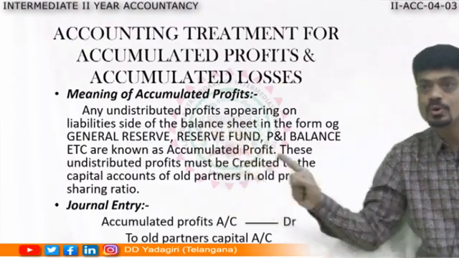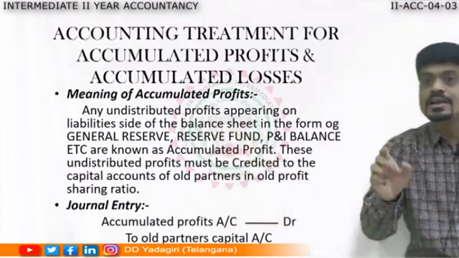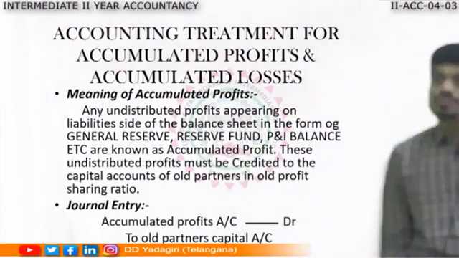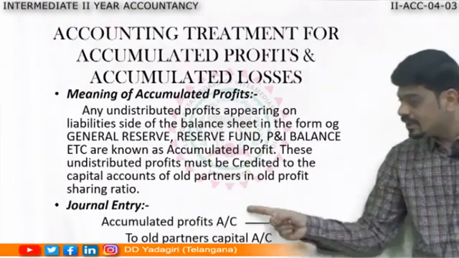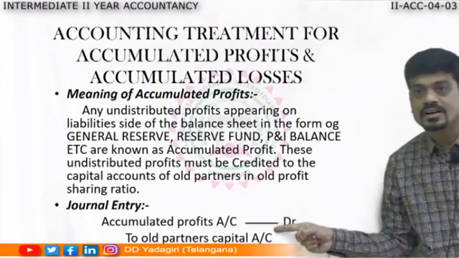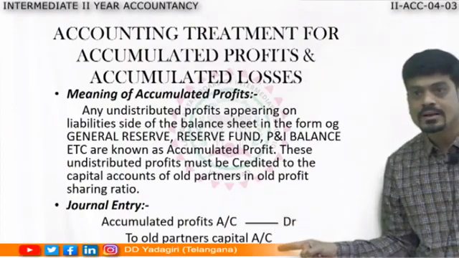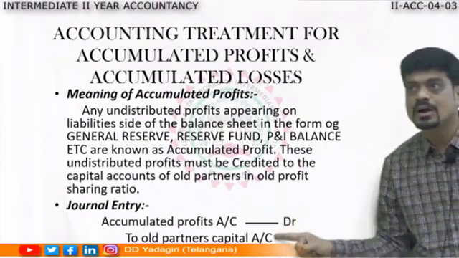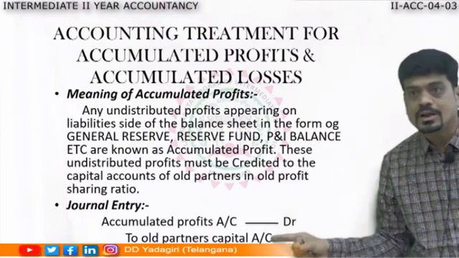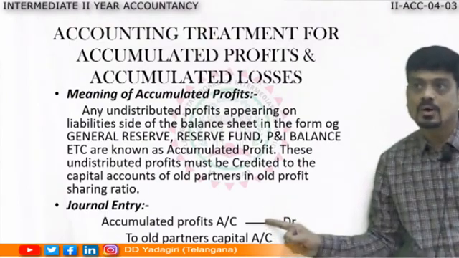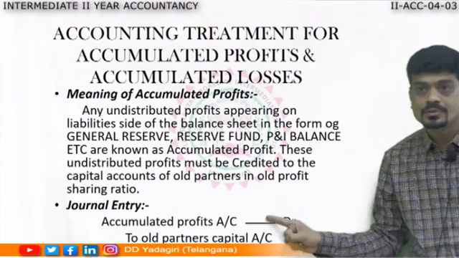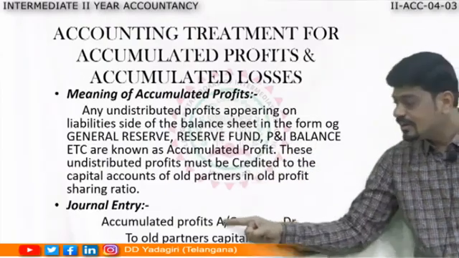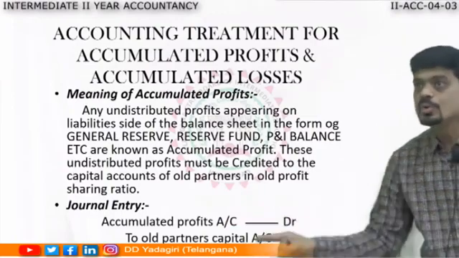So what should we do? It should be compulsorily distributed among old partners in the old ratio. So what is the entry? Accumulated profits account debit to old partners capital account. This we are going to prepare as account number 1 when we do the main problem. Keep in mind, for example, if they give general reserve, then general reserve account debit to old partners.